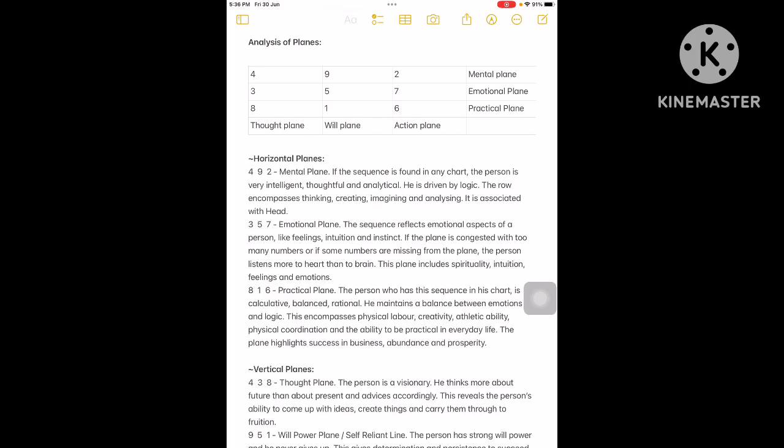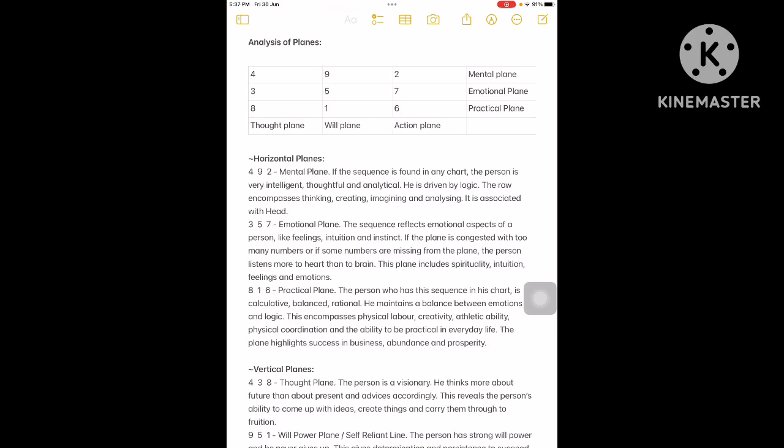Next is emotional plane. Emotional plane means the plane which indicates the feelings of the native. 357, the next row, 357. This sequence reflects emotional aspects of a person like feelings, intuition and instinct. If the plane is congested with too many numbers or if some numbers are missing from the plane, the person listens more to heart than to brain.